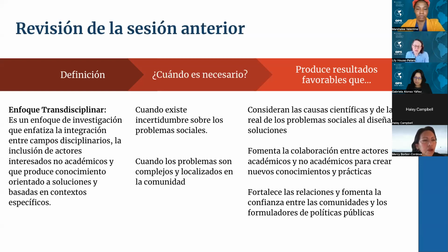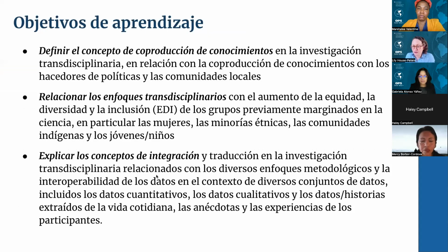And they strengthen relationships and hopefully will foster greater trust between communities and policymakers, which is very important for the implementation of the solutions and the decisions that are made, to have that trust and that community relationship. And we actually have a second Zoom poll before we begin the new information. So Zoom poll 2. And then I'll pass.